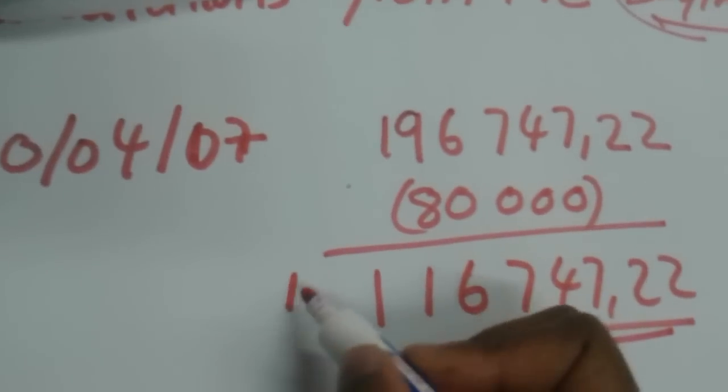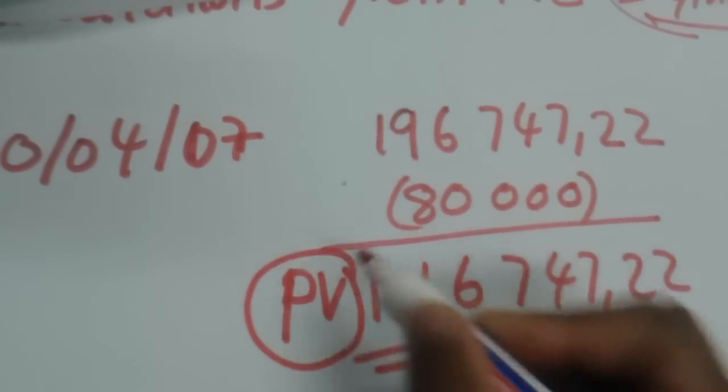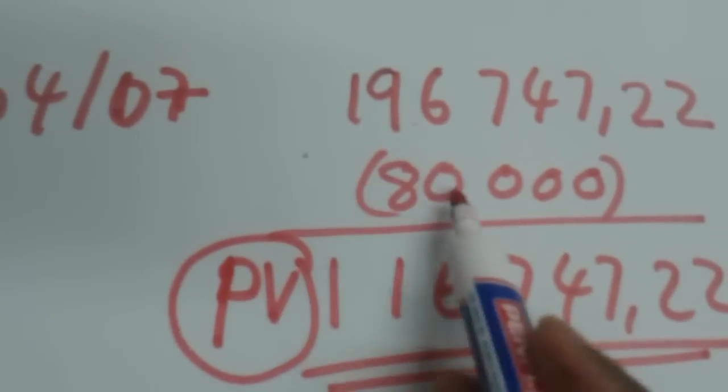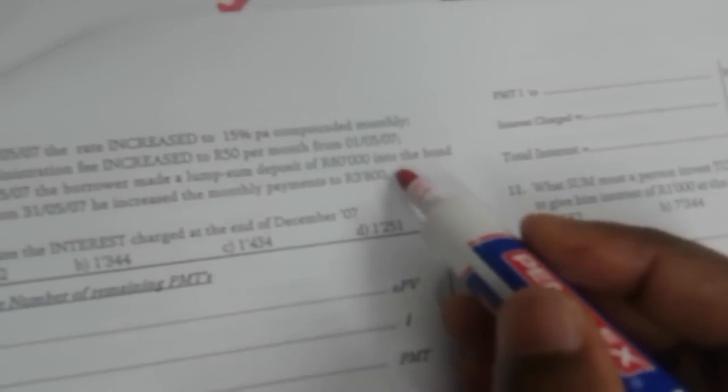There you go. So this is our new balance now, our new PV. On 1 May, remember, it was 196, which is that one, but we made a lump sum of 80,000 and a PV. Now, what else changed? On 31 May, the payments increased to 3,800. I know it's not clear, but this is 3,800.